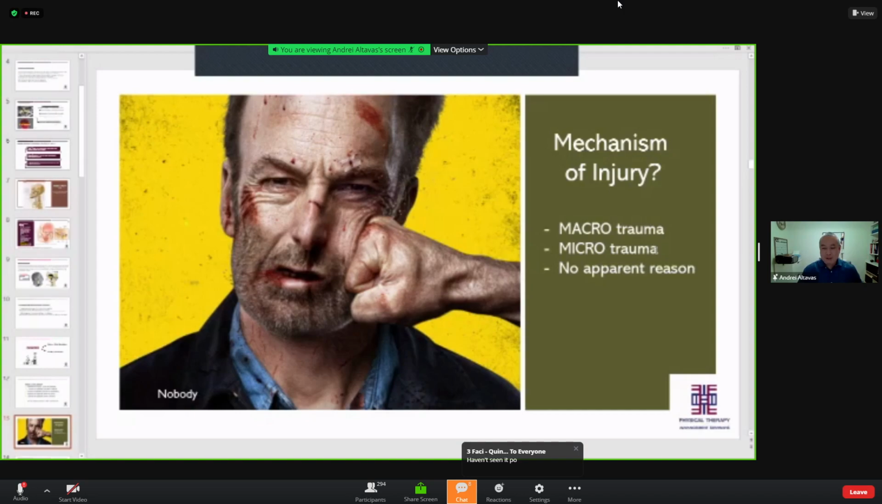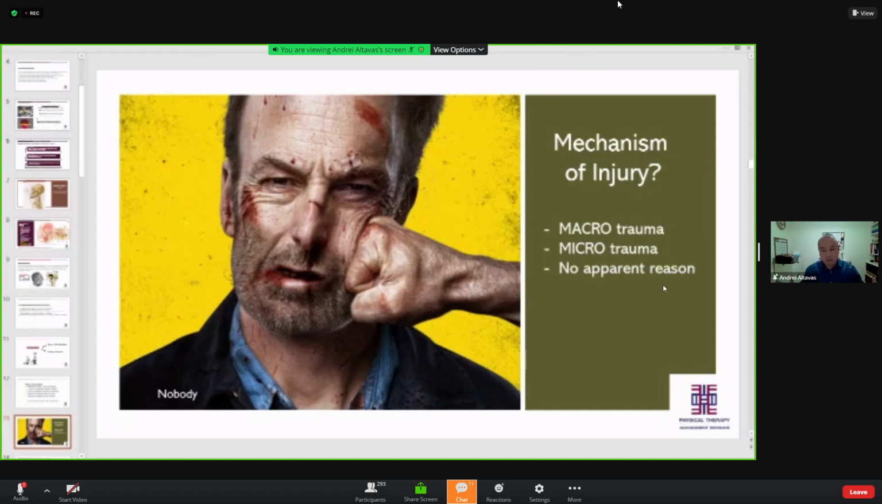Okay, mechanism of injury. There's three things we need to find out. When you say trauma, it could be anything that predisposes the symptom. So you have macro trauma and micro trauma, and then you'll have a proportion of patients that have no trauma or no predisposing factor, but have pain. It just develops on its own.